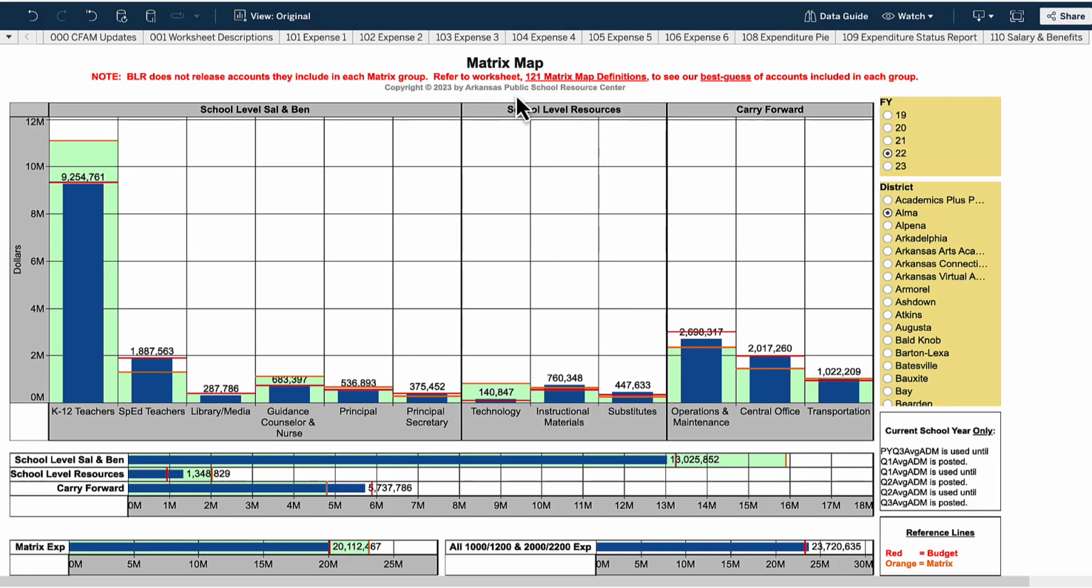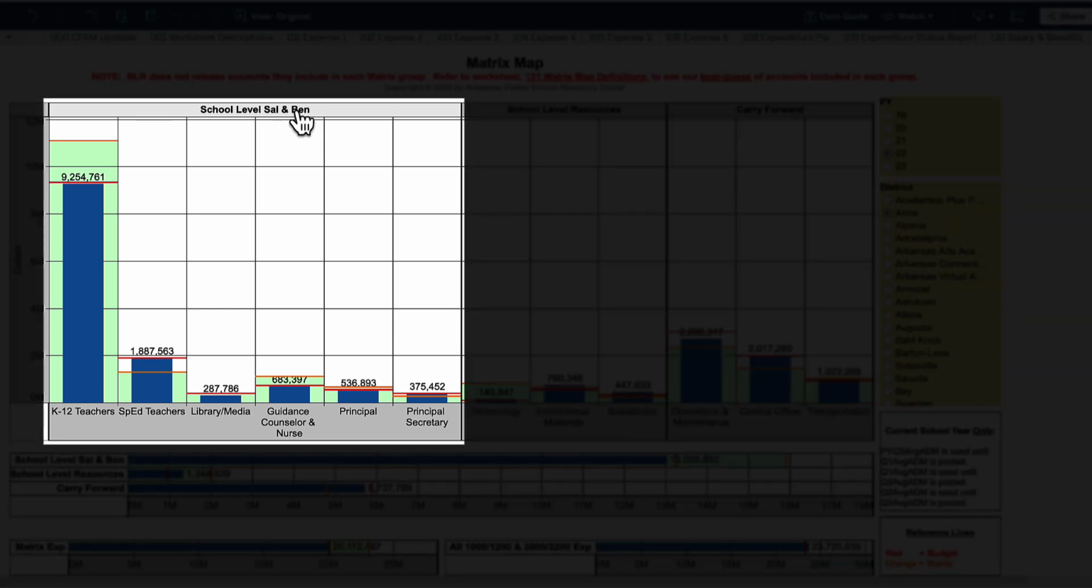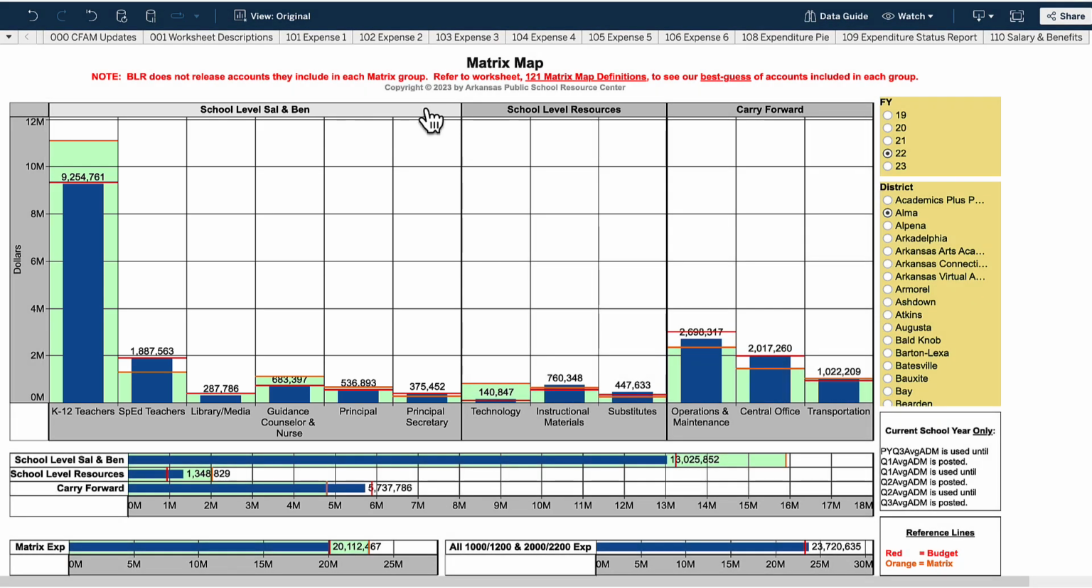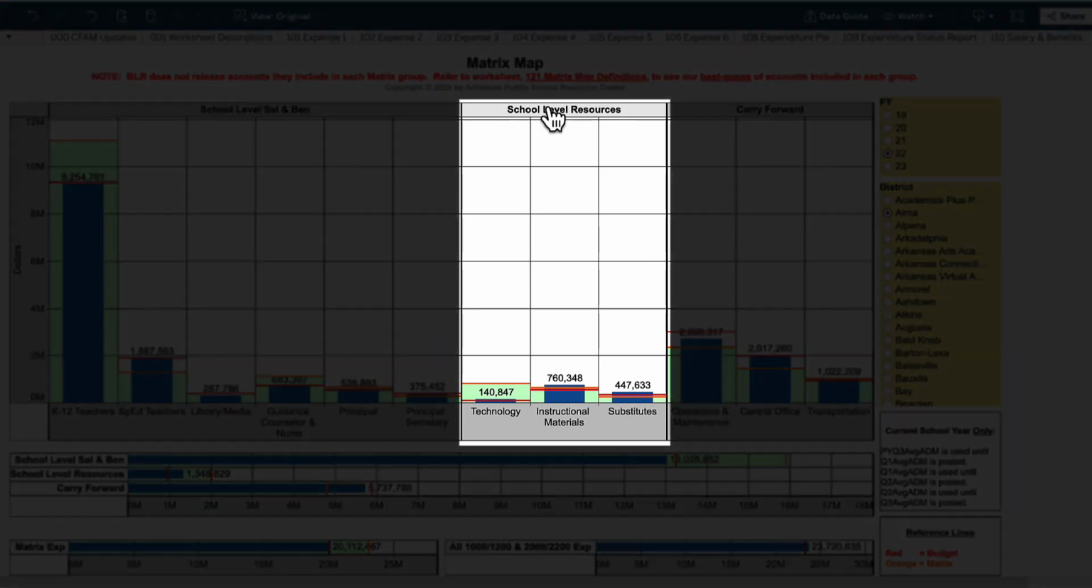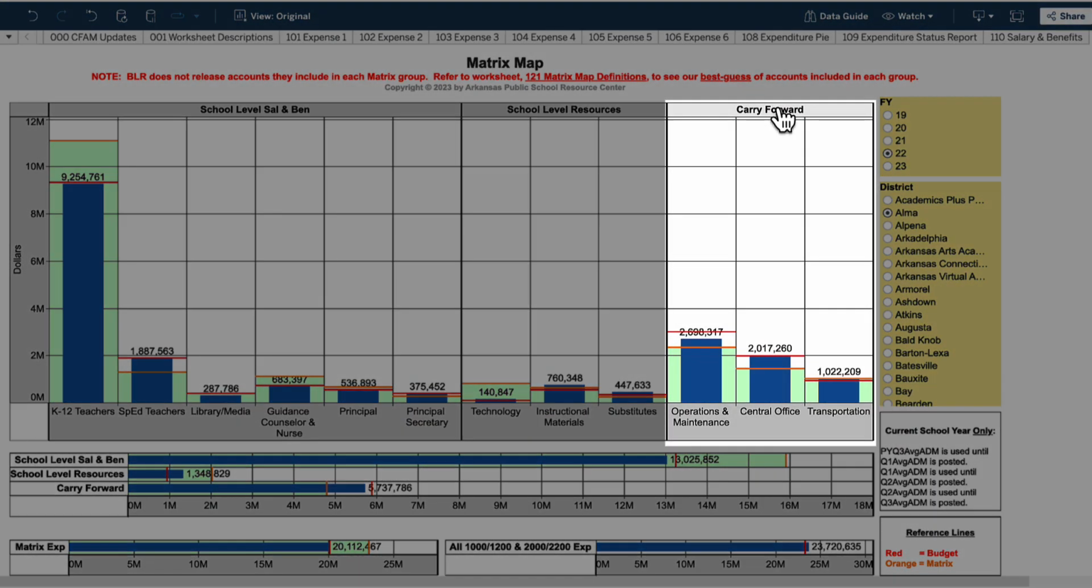But this matrix map kind of gives you an idea of how you spend your dollars in accordance with the matrix. There are 3 sections. Once again, the school level salary and benefits. We're going to do a little tweaking on this because I know that we don't have assistant principals in this calculation right now. We'll be making some changes to that soon. But there's your school level resources, and here's your carry forward.